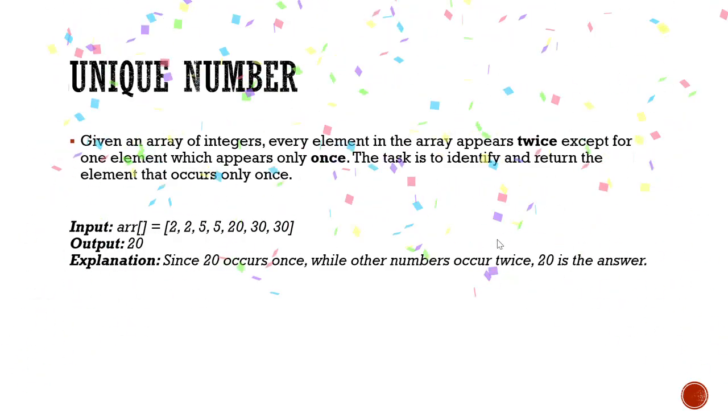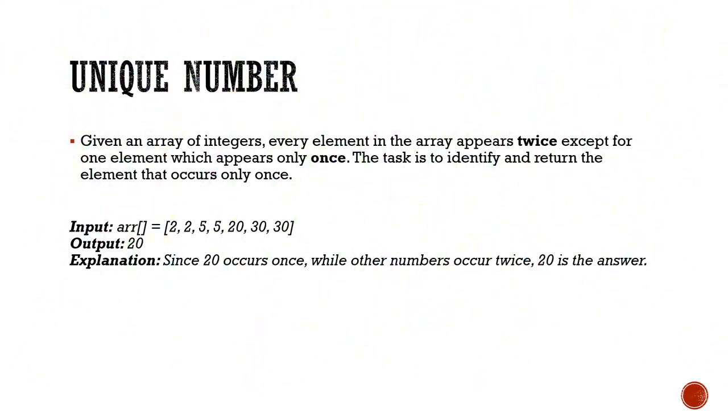So unique number in an array, consider all the numbers in the array repeated twice except the one element. The task is to identify that particular element. So here, given an array where we have 7 elements, where we have 2 repeated twice, 5 repeated twice, 20 appear once, 30 repeated twice. So 20 is the integer we need to find programmatically, and the output is 20. Since 20 occurs once while other numbers are occurring twice, 20 is the result.